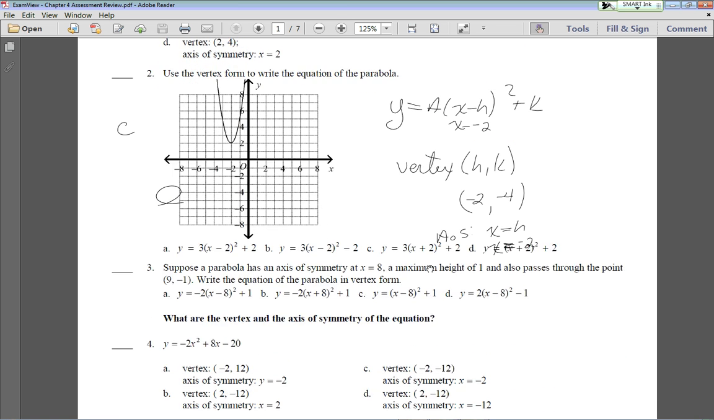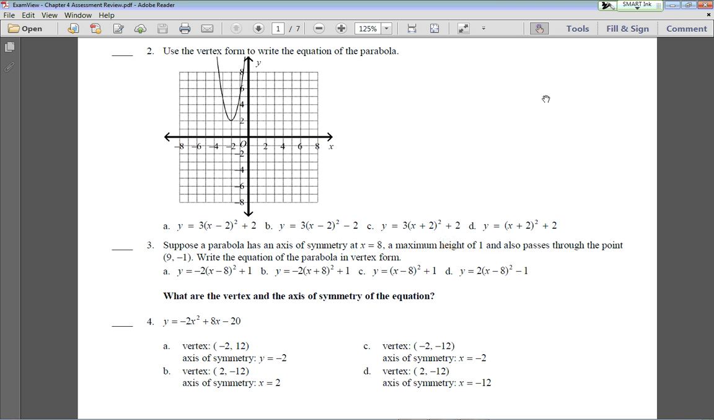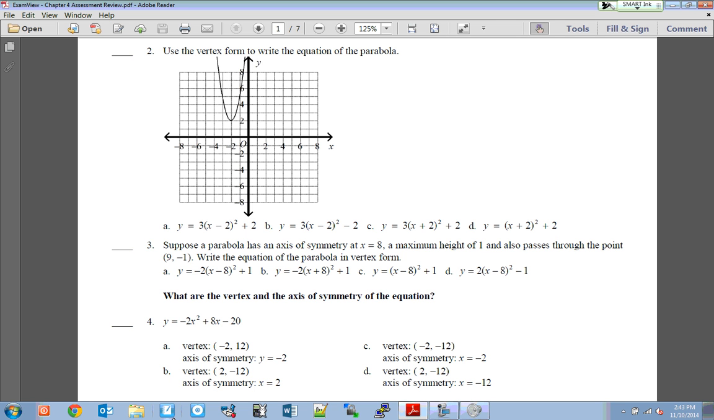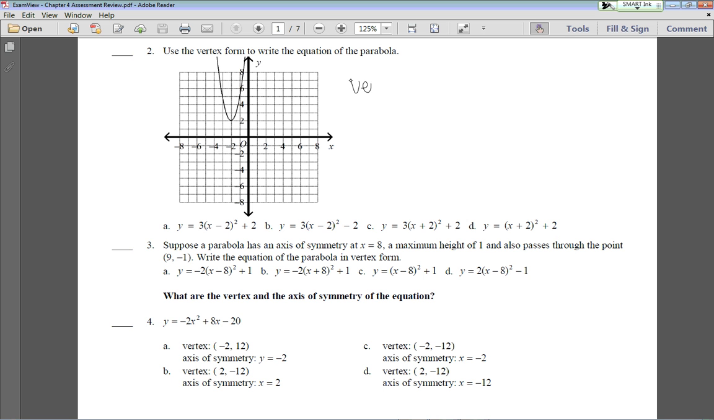All right, number 2. Use vertex form to write the equation of the parabola. All right, so first of all, let's start with the vertex. Well, here's our vertex right here. Let's see, that's negative 2 and then positive 2. So there's our vertex. So we can go ahead and write in some of what we know. We know y equals, we don't know what a is yet, but we know this is going to be x plus 2 squared plus 2. Again, remember, this is y equals a(x minus h) squared plus k, and this is h comma k. Since h is negative, it's going to be x minus negative 2, which is x plus 2.